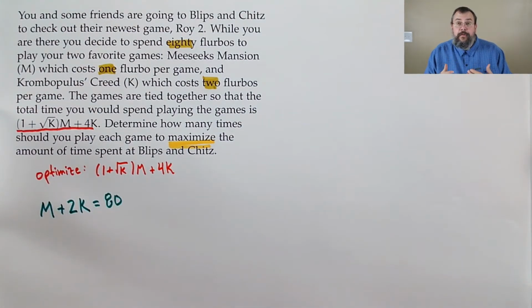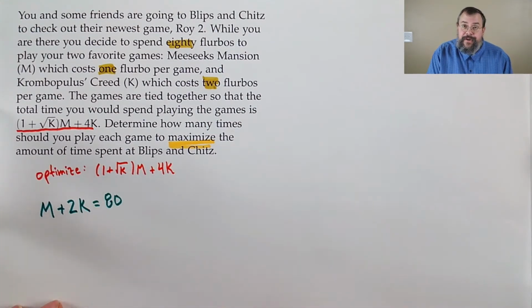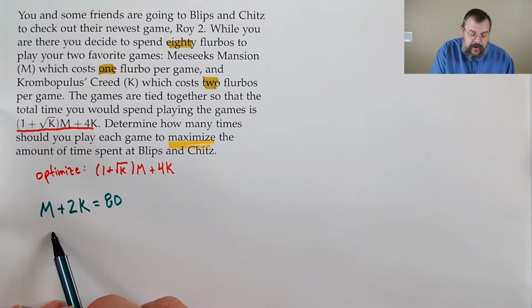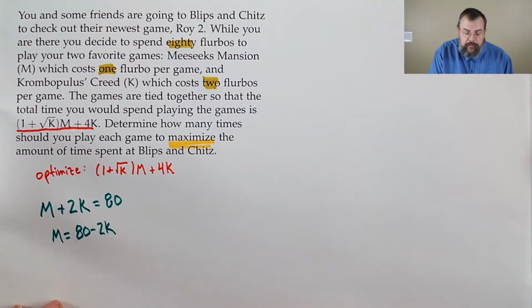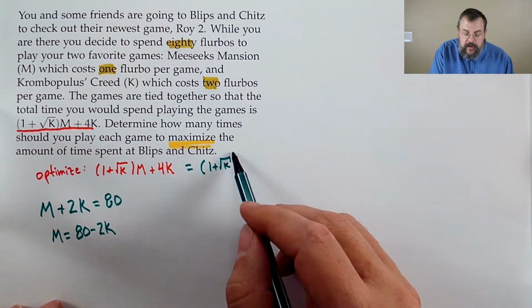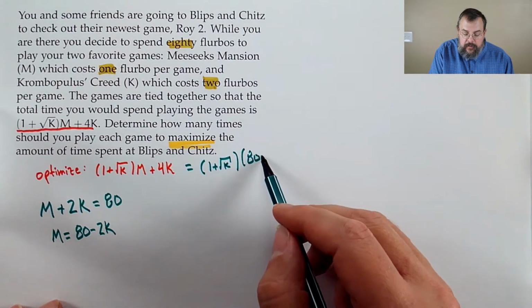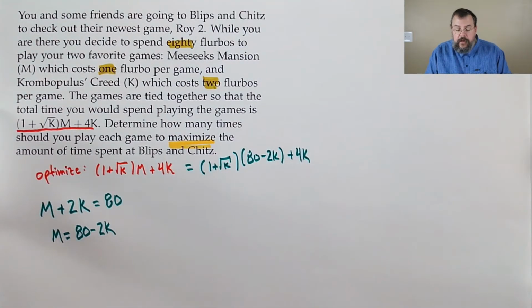Okay, now at this point we need to solve for one of our variables, and I think it's easier to solve for m because no fraction, plus I really want to avoid putting things in square roots if I don't have to. So I can say however many times I play Meeseek's Mansion, m, is 80 subtract 2k. So far so good. 1 plus root k, and then we have 80 subtract 2k and plus 4k.